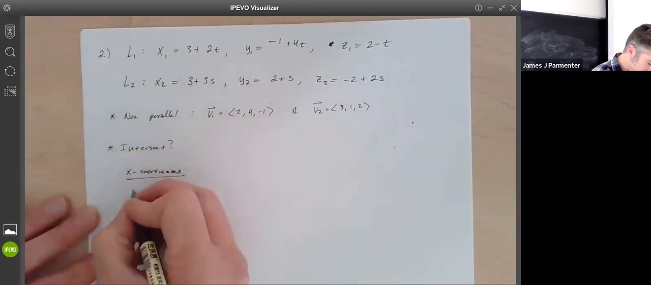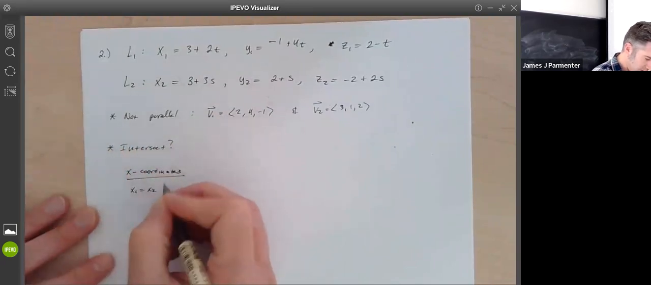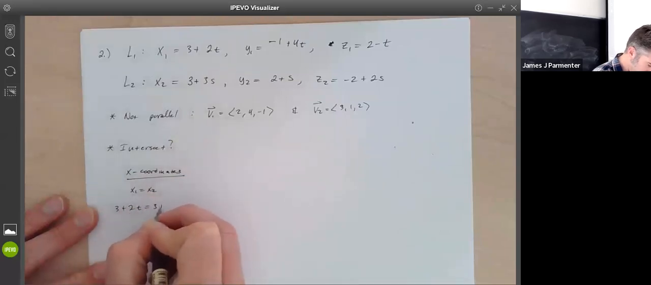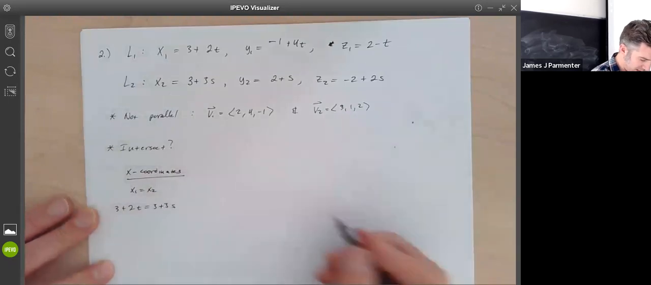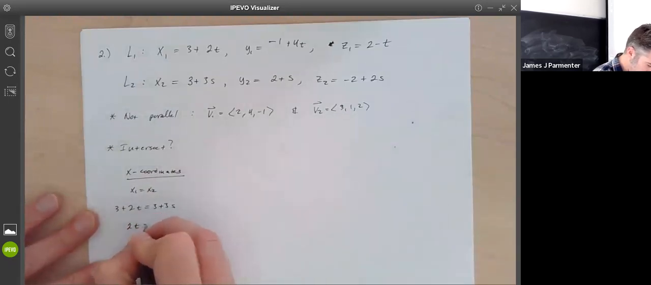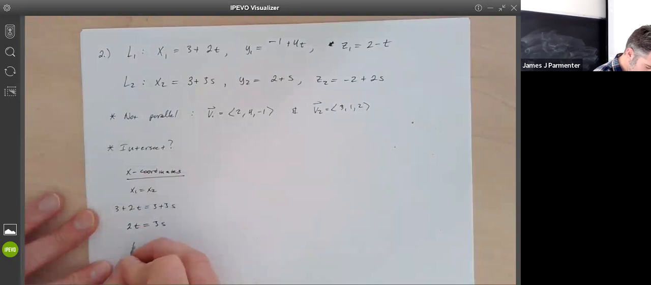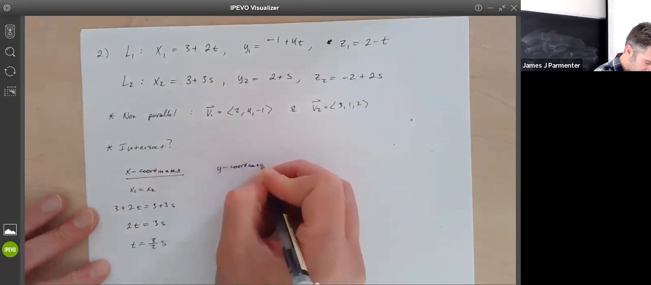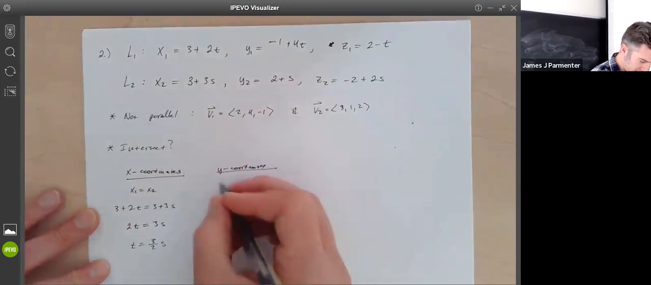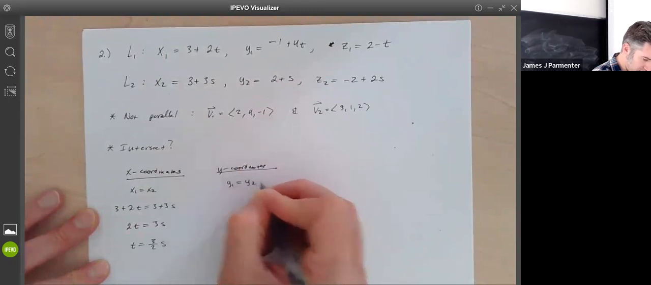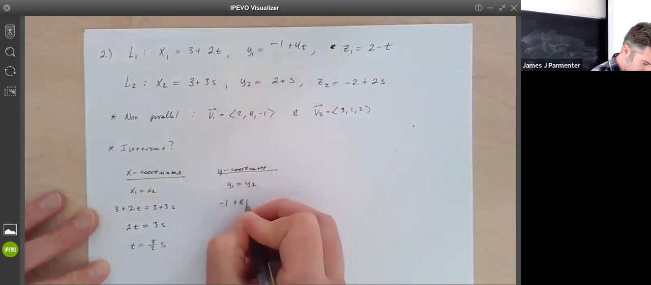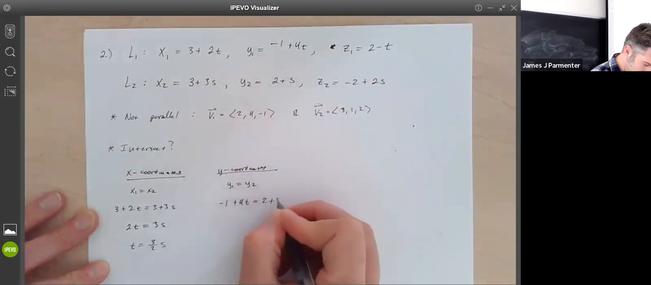So the x coordinates, x1 equals x2. We're going to get 3 plus 2t equal to 3 plus 3s. The 3's cancel. We get 2t equal to 3s, or t equal to 3 halves s. Then we deal with the y coordinates. So we start with y1 equal to y2. Setting those equal to each other, we get -1 plus 4t equal to 2 plus s.